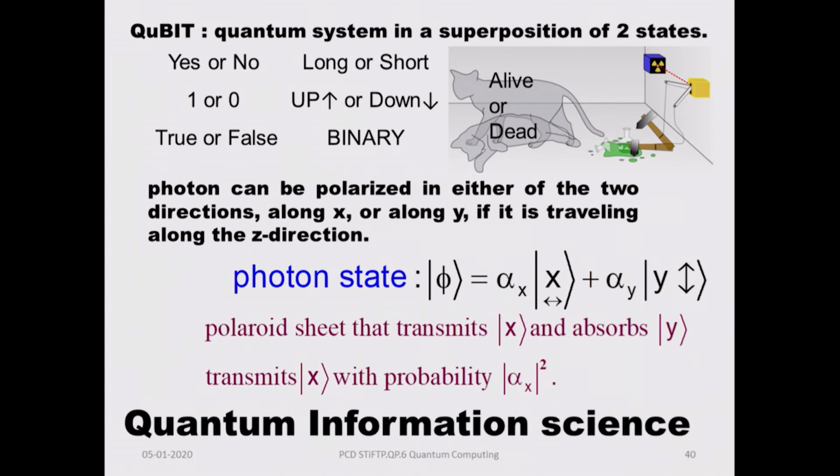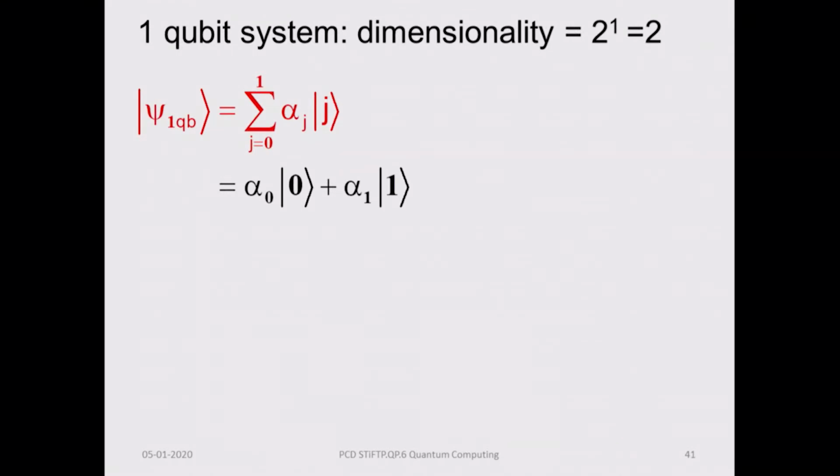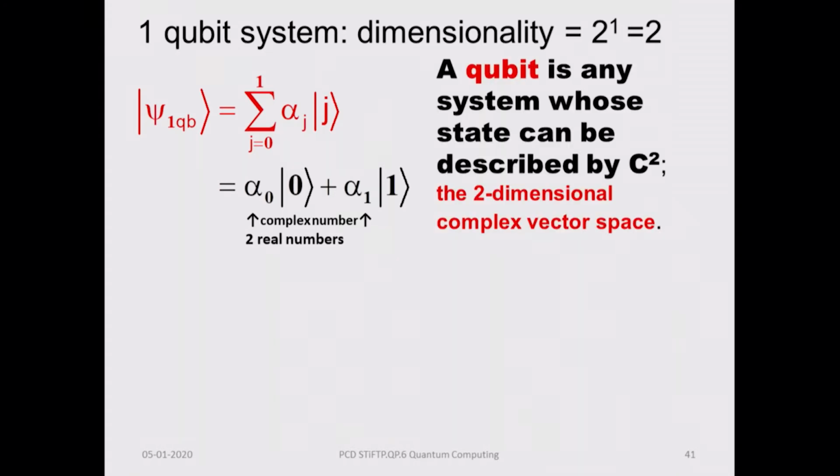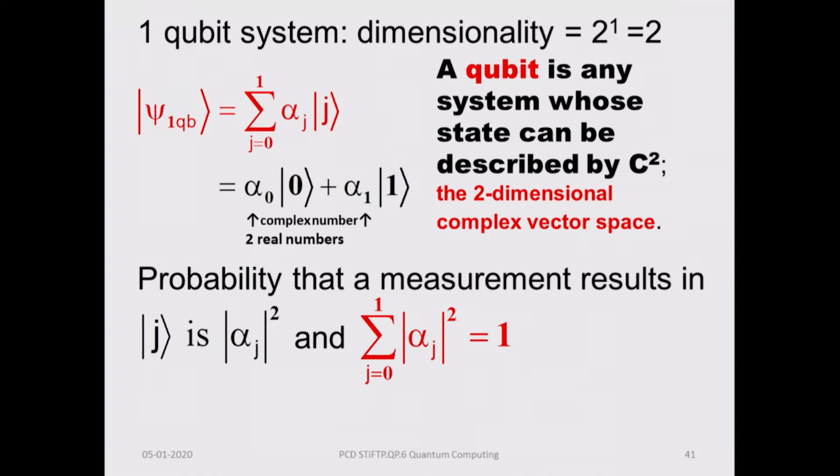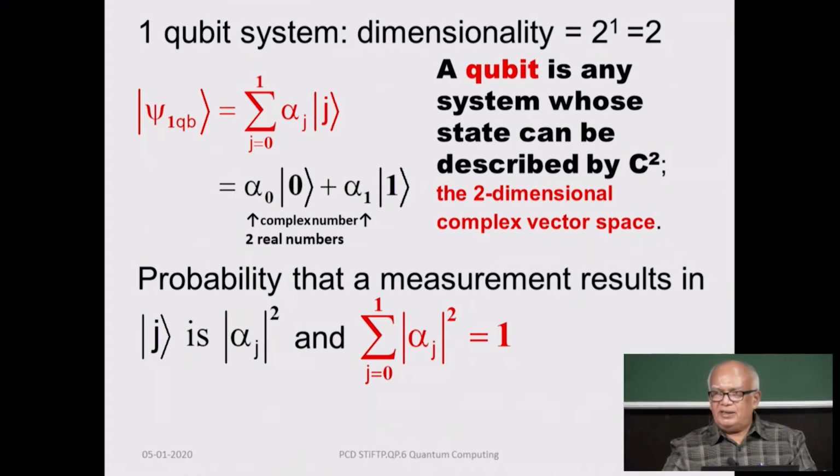And this analysis is at the foundation of what we now call quantum information science. So, this is the qubit. You have two complex numbers. Each complex number consists of two real numbers. This is the probability that we get. It is normalized so that if you sum the square of the modulus, you get unity.